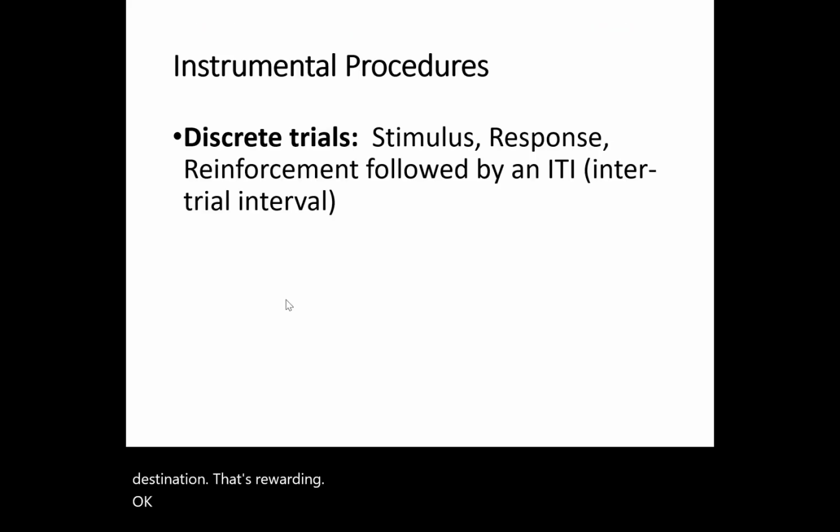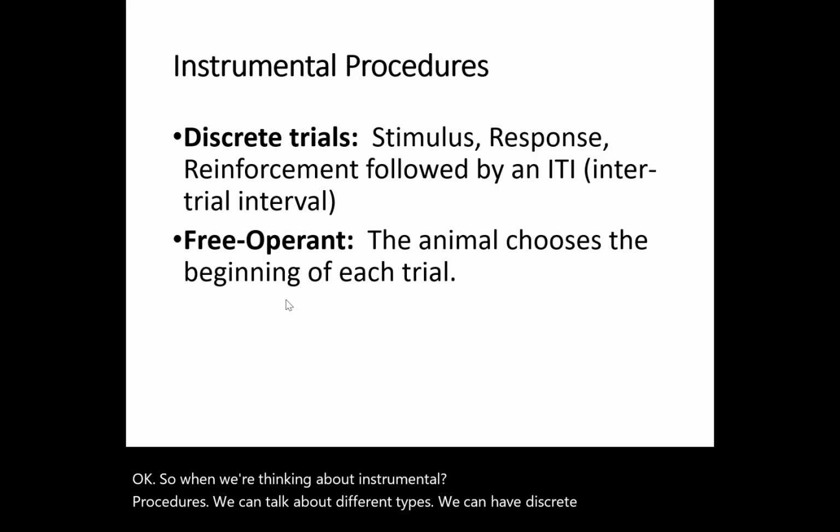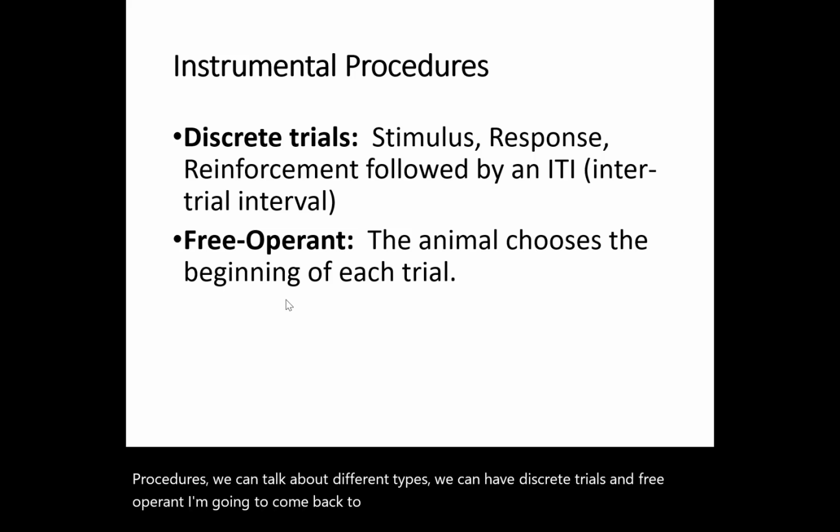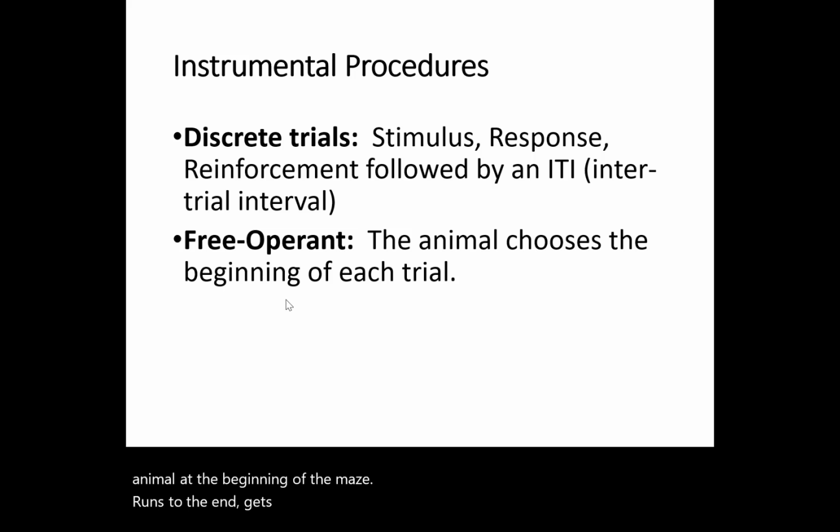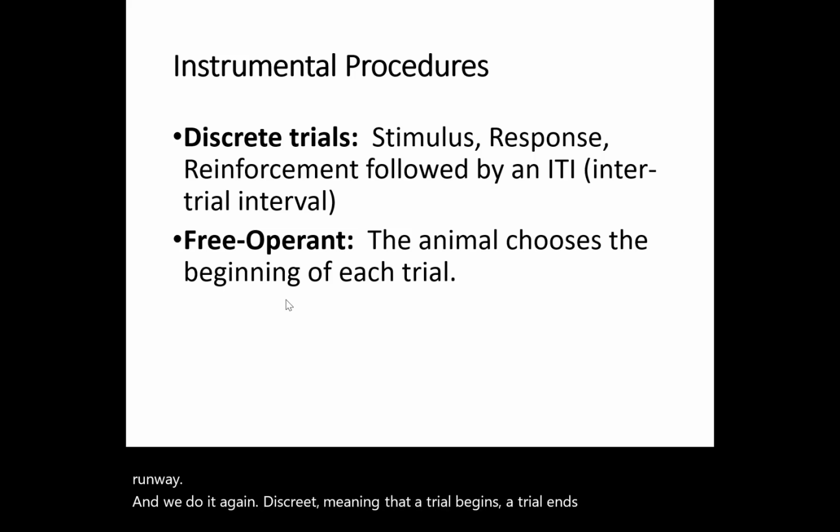Okay, so when we're thinking about instrumental procedures, we can talk about different types. We can have discrete trials and free operant. I'm going to come back to this. So a discrete trial would be like starting an animal at the beginning of the maze, runs to the end, gets food, the trial is over. Now we wait some time, we put the animal at the beginning of the maze or the runway, and we do it again. Discrete, meaning that a trial begins, a trial ends, some time, and then it starts again.